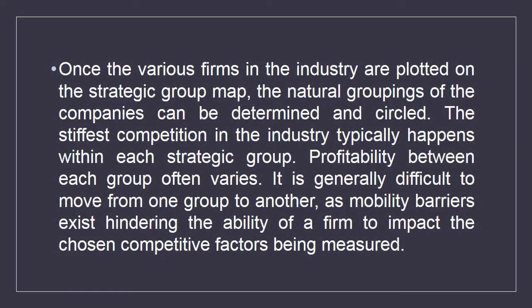Once the various firms in the industry are plotted on strategic group maps, the natural groupings of companies can be determined and circled. The stiffest competition in an industry typically happens within each strategic group. Profitability between each group often varies. It is generally difficult to move from one group to another, as mobility barriers exist, hindering the ability of a firm to impact the chosen competitive factors being measured.